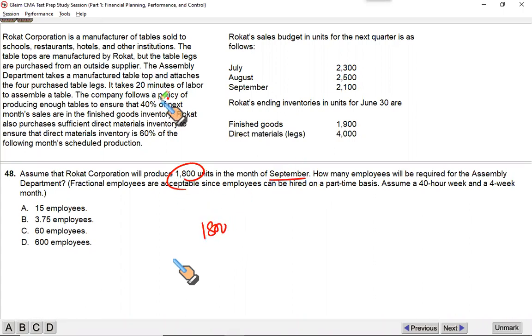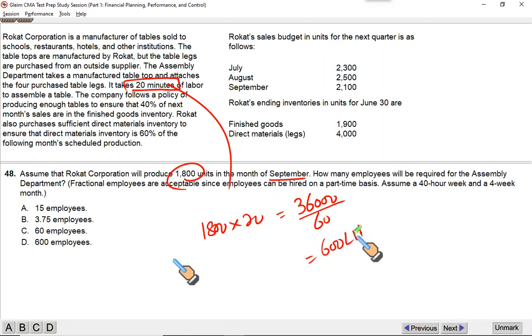It says each table requires 20 minutes of assembly, which means how many minutes are we looking for in the month of September? 1800 multiplied by 20. So we are looking for 36,000 minutes. We need to convert this time into hours, simply divide it by 60 minutes. So that means we require 600 labor hours.